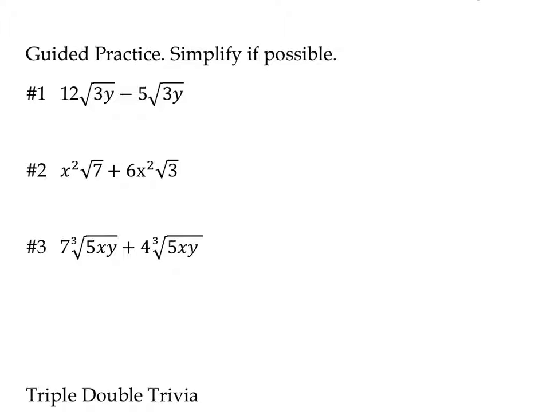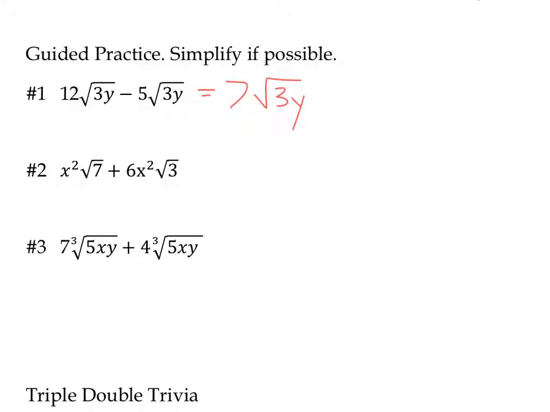The first example: 12 square root of 3y minus 5 square root of 3y. Again, we've got a square root and the 3y inside both of them. So all we need to do here is subtract 12 minus 5 and get 7 square root of 3y.